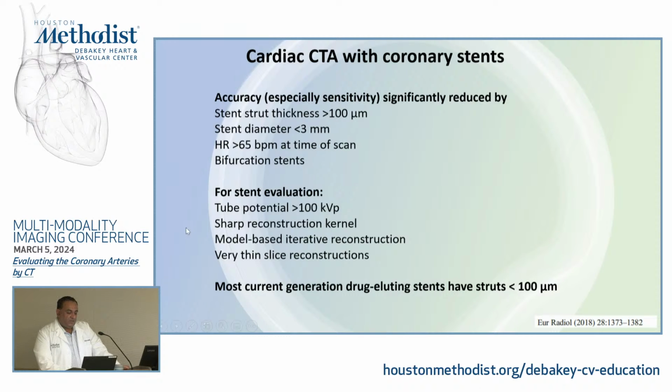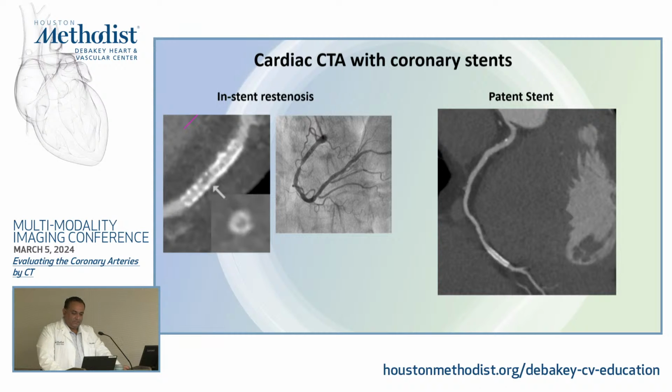A few things on CT to keep in mind for stent evaluation. Even if someone has a very low BMI, you gotta use at least 100 kV. We use a sharp reconstruction kernel depending on the vendor you have. Now we have iterative reconstruction models that can help us with very thin slice reconstructions. The good thing is that most current drug-eluting stents have struts that are less than 100 micrometers thick. Here are examples of cardiac CT with coronary stents.